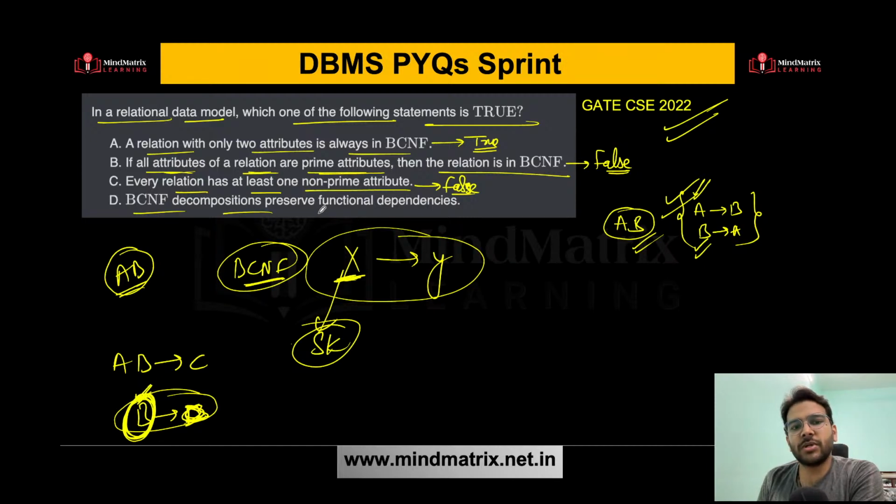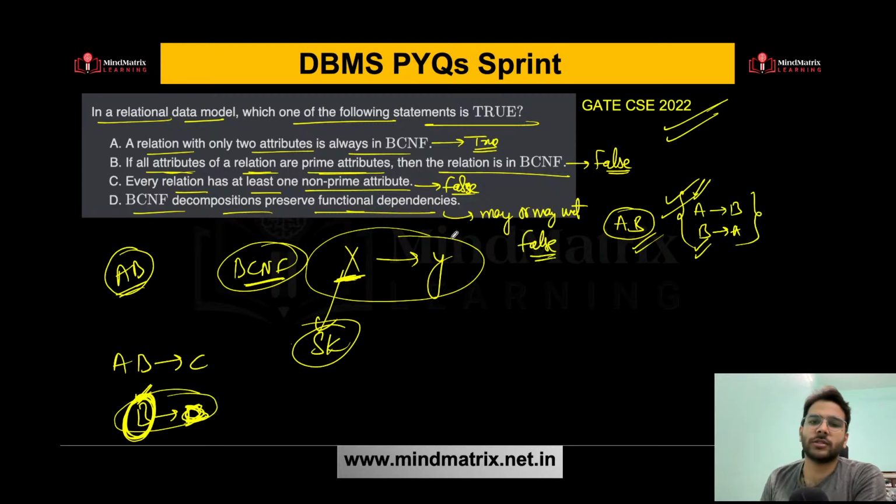BCNF decompositions preserve functional dependencies. No, it may or may not. May or may not, right? In case of BCNF. So this is also false. It may or may not. So this is also false. Option A is the correct answer over here. That is the only true statement that we have in this question.